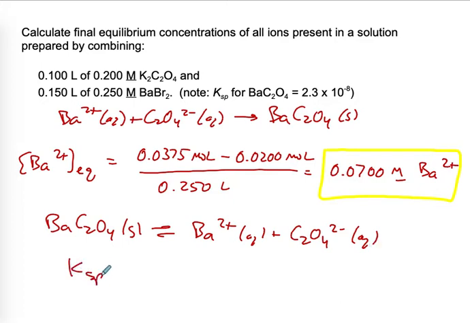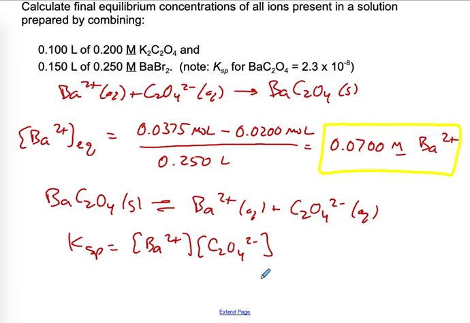So I'll write out my KSP value. KSP is equal to the concentration of barium 2+ times the concentration of oxalate, C2O4 2-. So essentially I'm asking myself, what is the concentration of oxalate present in a solution that contains 0.0700 molar barium 2+. It's essentially a common ion effect problem like we dealt with in the previous video.